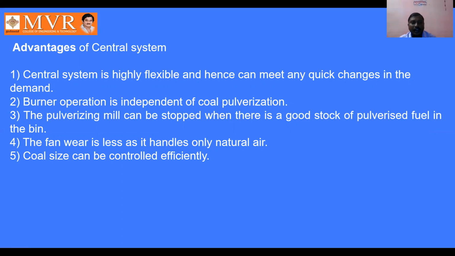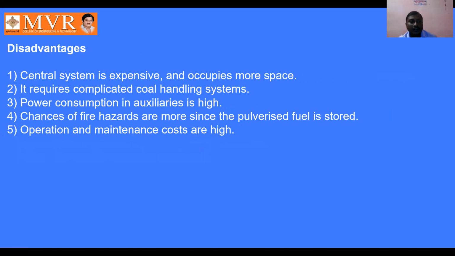And the fan wear is less as it handles only natural air. We already know we get the air from the atmosphere. Coal size can be controlled efficiently. See here, the size of the coal also can be controlled very effectively. Here we have some disadvantages for the central system also.